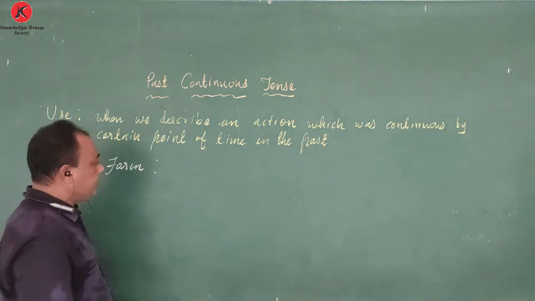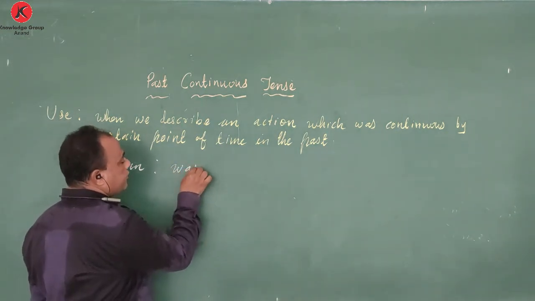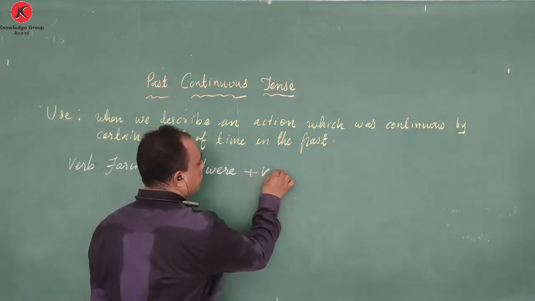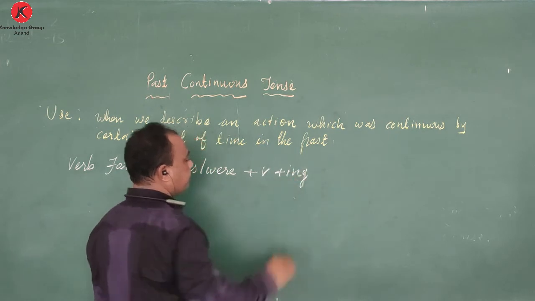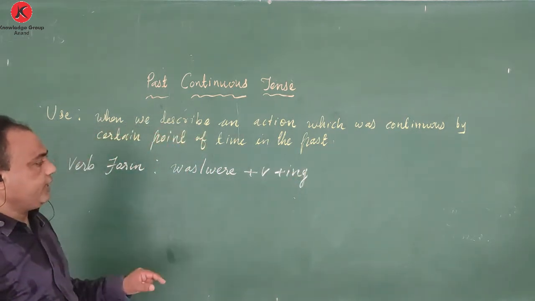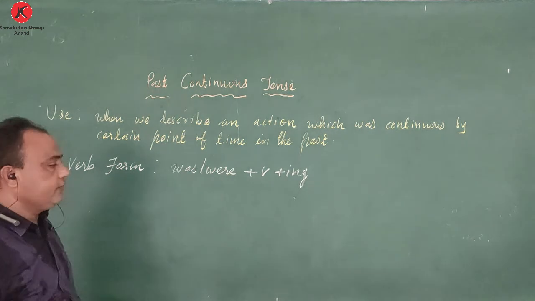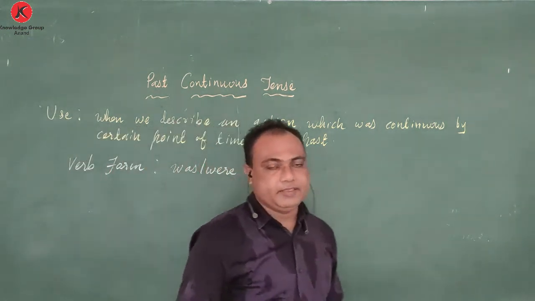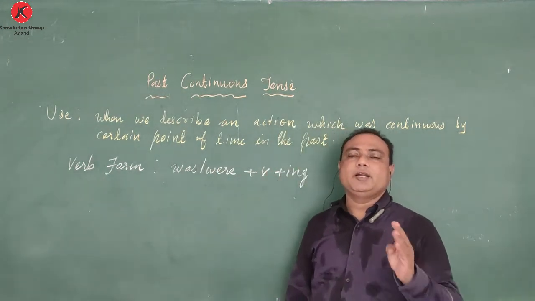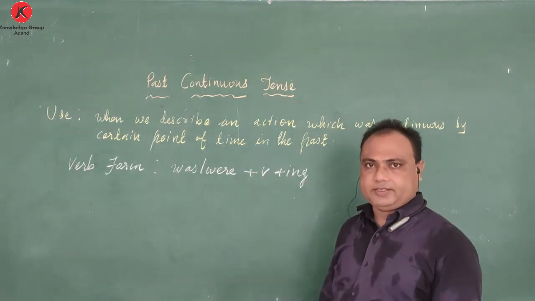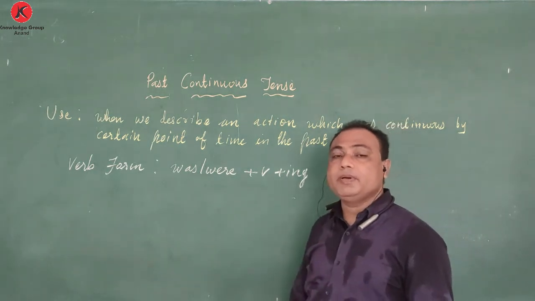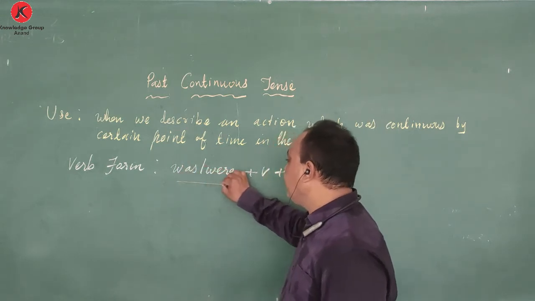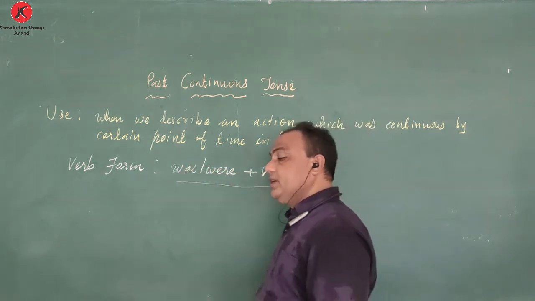Verb form is very easy here. We use was or were plus verb plus ing. Was or were plus verb plus ing. We go with this particular formation in past continuous tense. See friends, there are four verb forms in simple present, four verb forms in simple past. But here we have only one verb form: was, were plus verb plus ing.